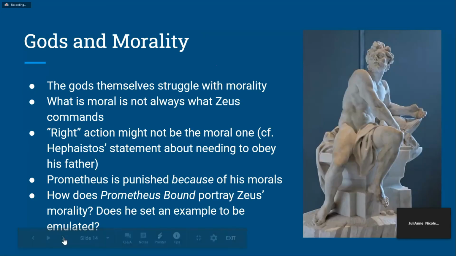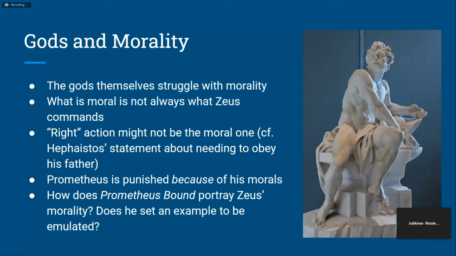Awesome. So we can look at some of these takeaways, right? The gods themselves struggle with morality, right? Some of you correctly pointed out that Hephaestus himself is saying that he doesn't really want to have to tie Prometheus up, or he feels bad doing it, but in the end what Zeus wants, he wants to obey. He goes on to say at the end that it is a heavy thing to disobey our father's word, and he ends up doing what Zeus said as opposed to what he would have wanted, which is not to do that to Prometheus.